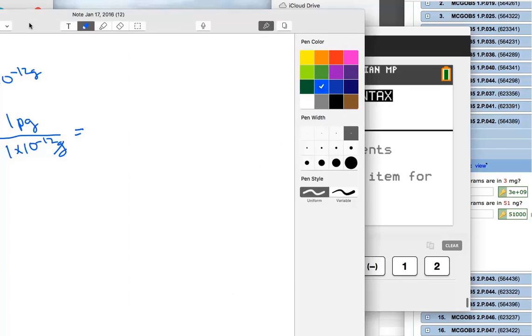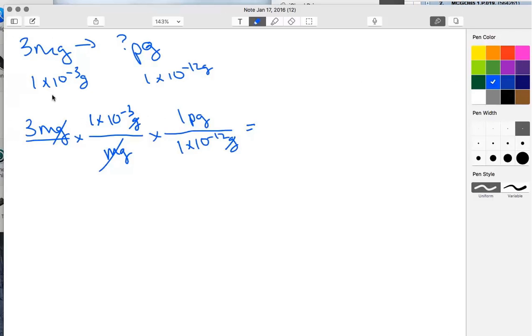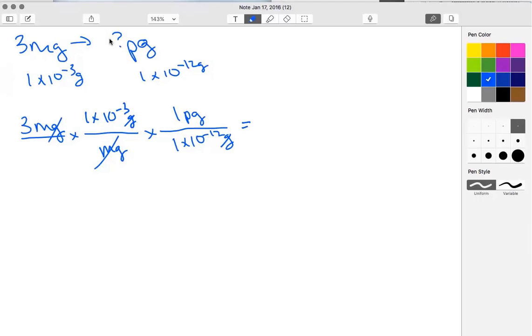So when we write this out, here's what it looks like. We say we have 3 milligrams, and we want to get to picograms. So how do we do that? We say, okay, well, we know that 1 times 10 to the minus 3 grams is a milligram, and we also know that 1 times 10 to the minus 12 grams is a picogram. And conversely, you could also say that 1,000 milligrams equals 1 gram, and those things are both true. So one way to set this problem up is as I've written here.